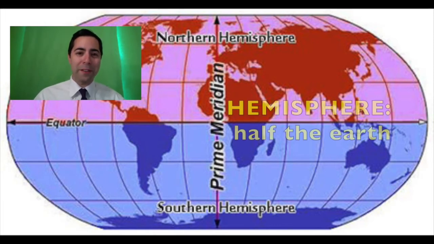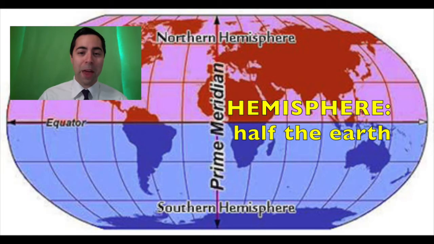So, the first term that I want to talk about is called a hemisphere. Basically, a hemisphere is half the Earth. And there are four hemispheres. There's a northern hemisphere and a southern hemisphere. And you might have heard of a line of latitude called the equator. The equator is a line that runs east to west that separates the northern hemisphere from the southern hemisphere.